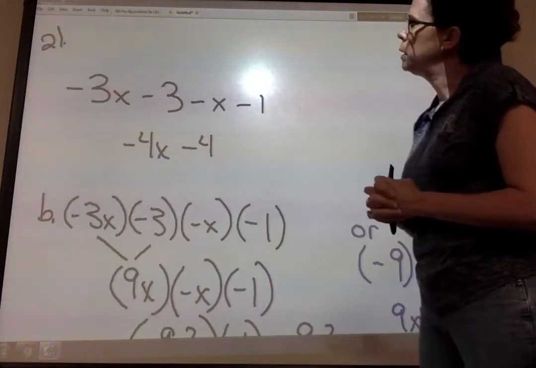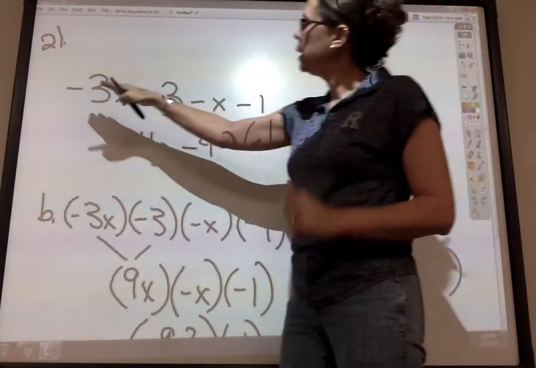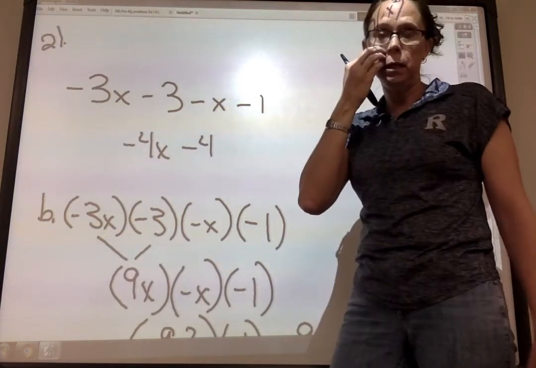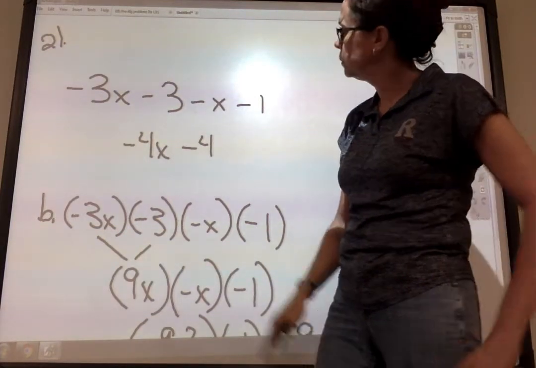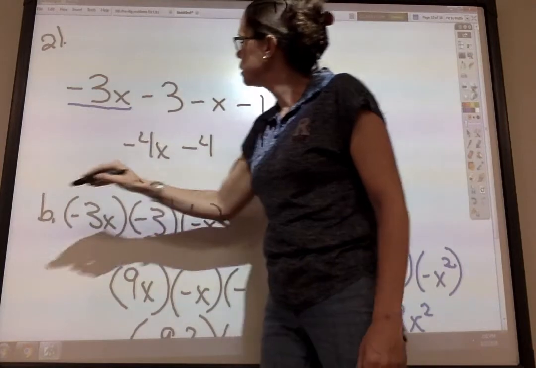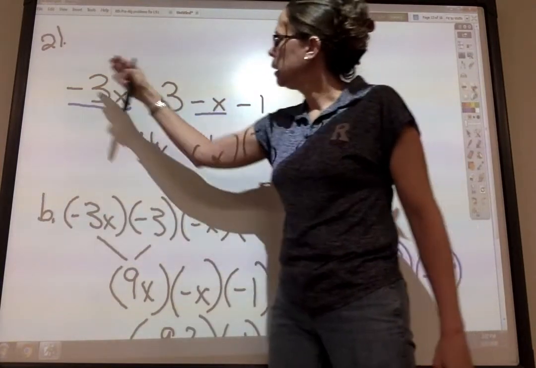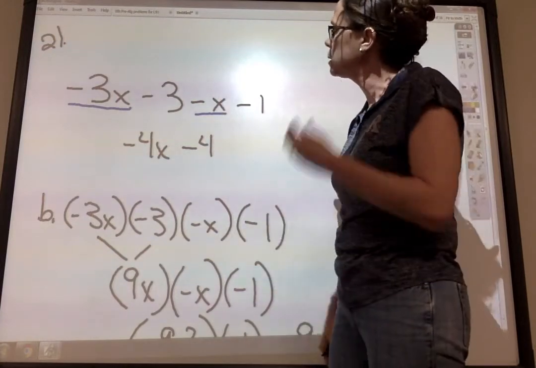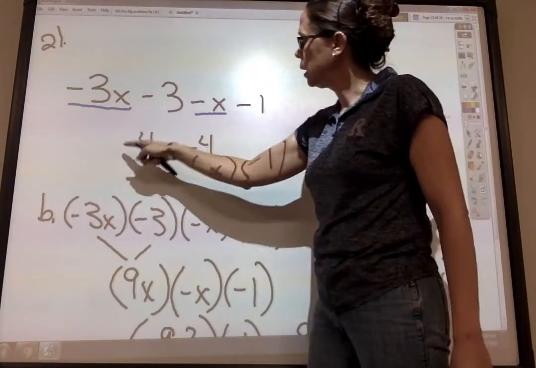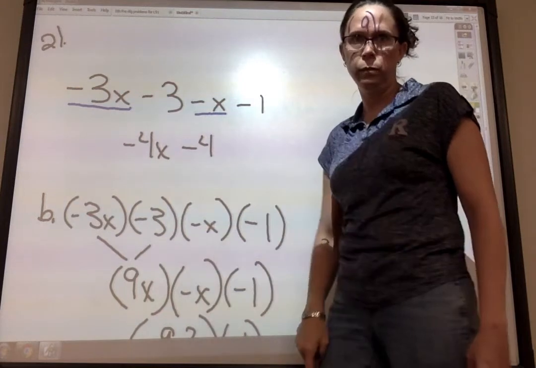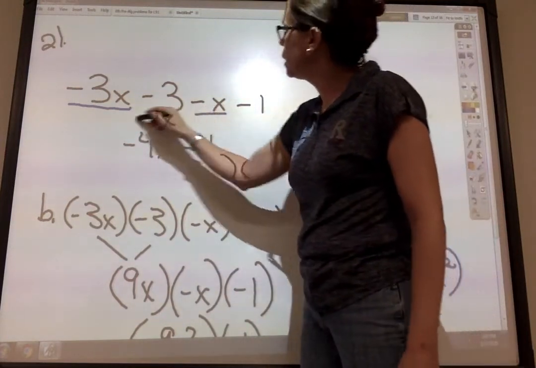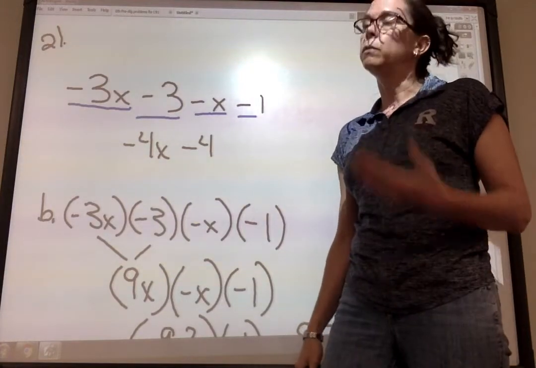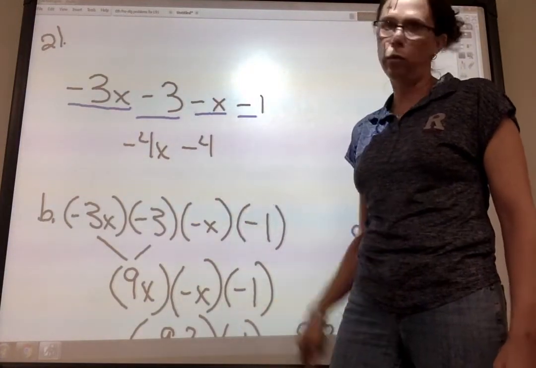Next, number 21, the A part. Negative 3x minus 3 minus x minus 1. We need to combine what is like. Here's a term with an x. Here's another term with an x. Negative 3x, and if there's no number, it's a 1, so negative 1x. Negative 3 and negative 1 make negative 4x. Now I have a negative 3 and a negative 1 that are like. Negative 3 combined with a negative 1 gives me negative 4.